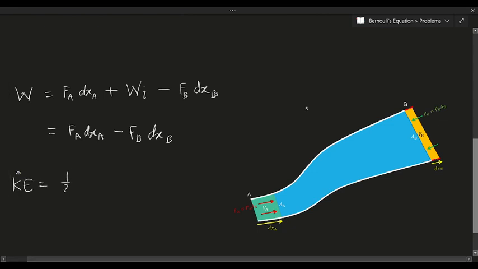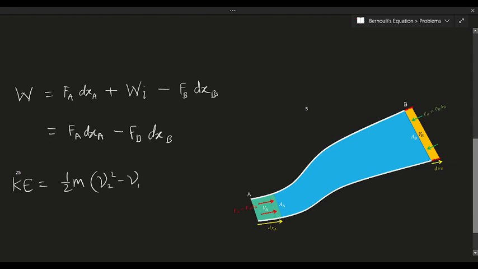half m (V2 square minus Va square). This is the change in kinetic energy of the first element. The second element moves and replaces the third element, and it acquires the speed of the third element. So the change in kinetic energy for the second element will be half m (V3 square minus V2 square).